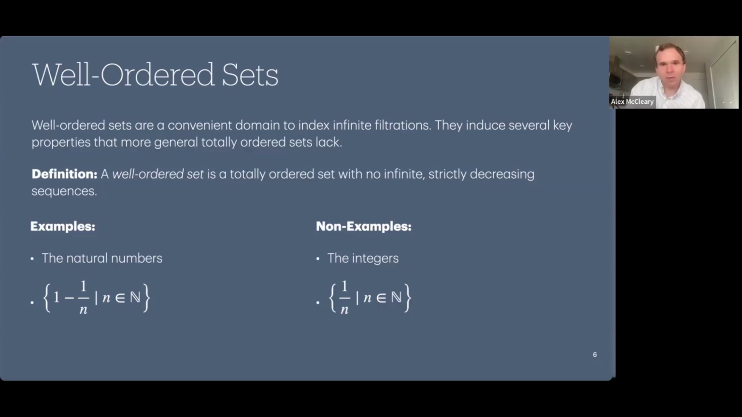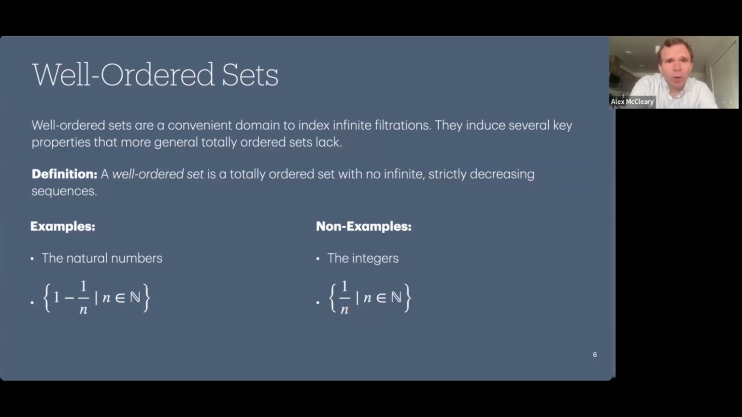And some non-examples of well-ordered sets. The integers are not a well-ordered set, just because the negative integers are an infinite strictly decreasing sequence. And this sequence right here, 1/n, where n is a natural number, is also a strictly decreasing sequence, and it's infinite. So this is not a well-ordered set.